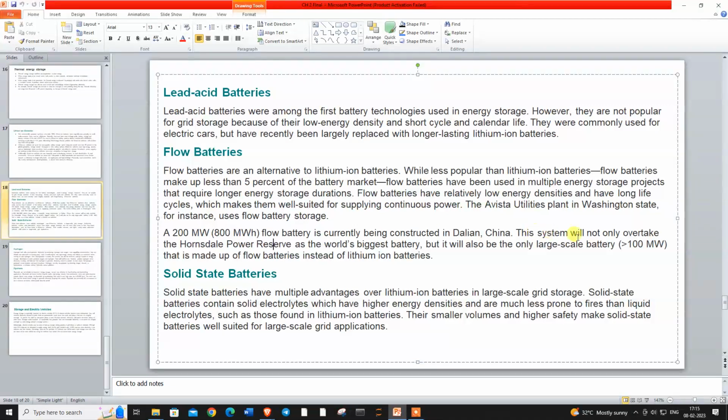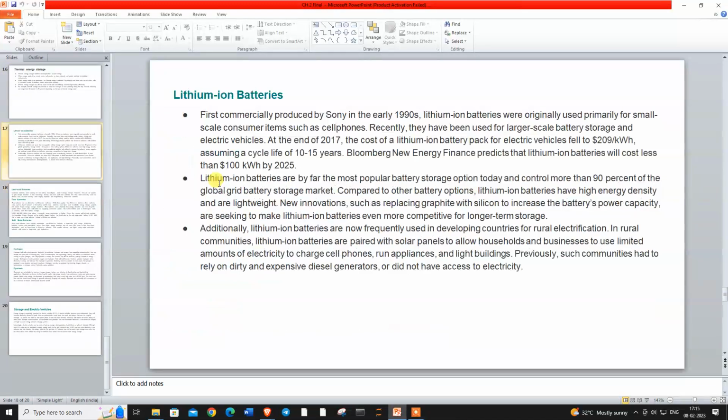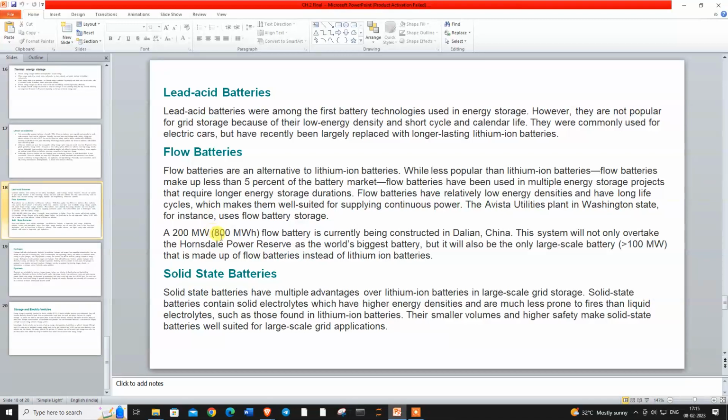So now this system will not only overtake the power reserve as the world's biggest battery, but it will also be the only large scale battery made up of flow batteries instead of lithium ion batteries. So the world is going to choose alternatives for the lead acid battery and for the lithium ion batteries. Okay, the alternative is flow batteries.